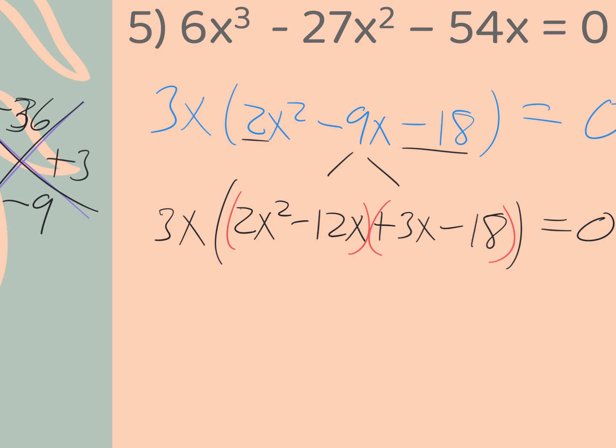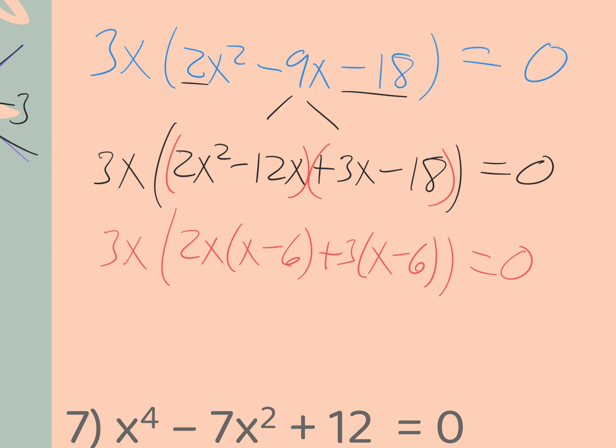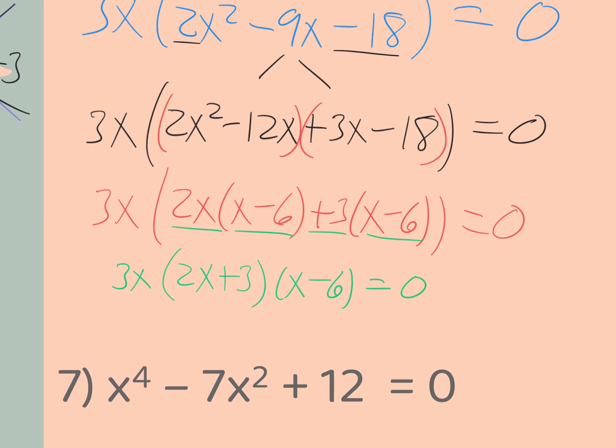GCF of our first group, we can take out a 2x, and you're left with an x minus 6. GCF of our second group, we're going to take out a 3, and we're left with an x minus 6. Equals 0. And again, don't forget about that 3x out front, so all of this is times 3x. And now on the inside, we can do 2x plus 3, and the insides match with x minus 6. And again, we have a 3x out front.